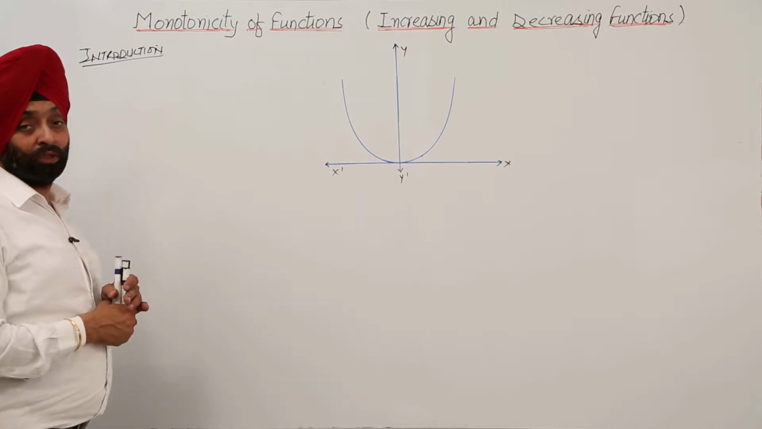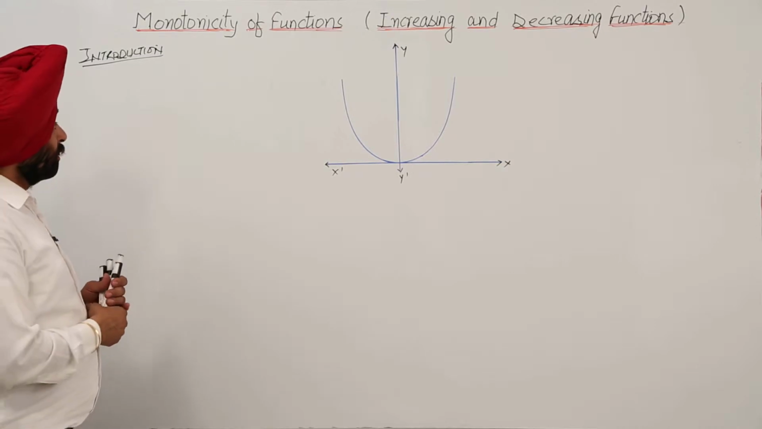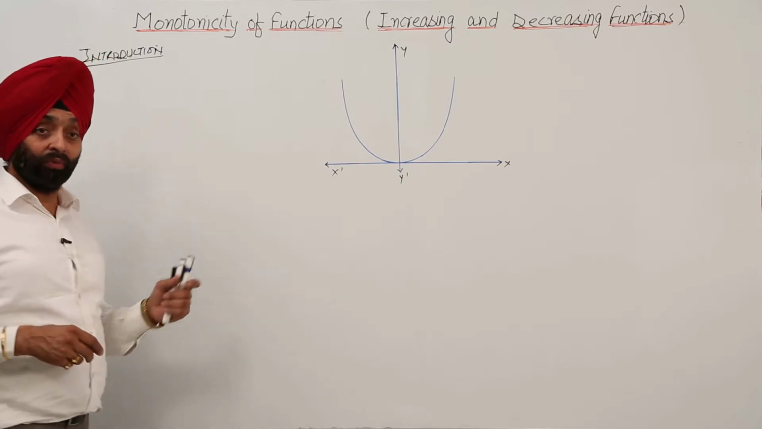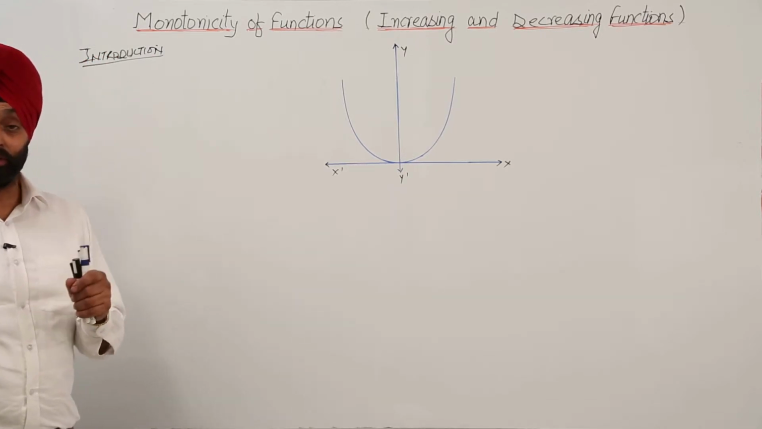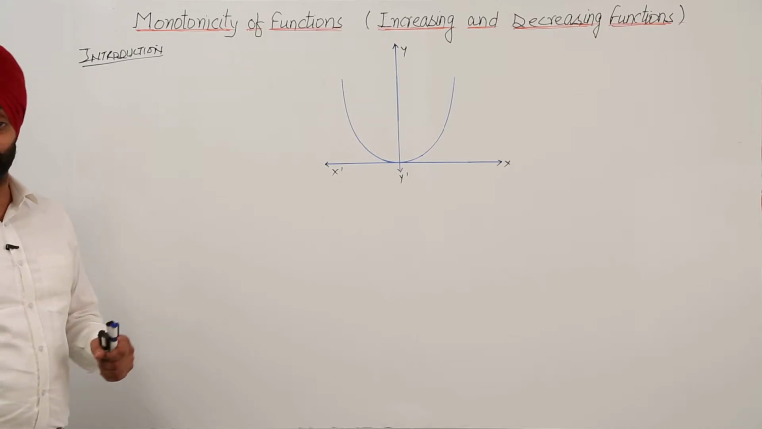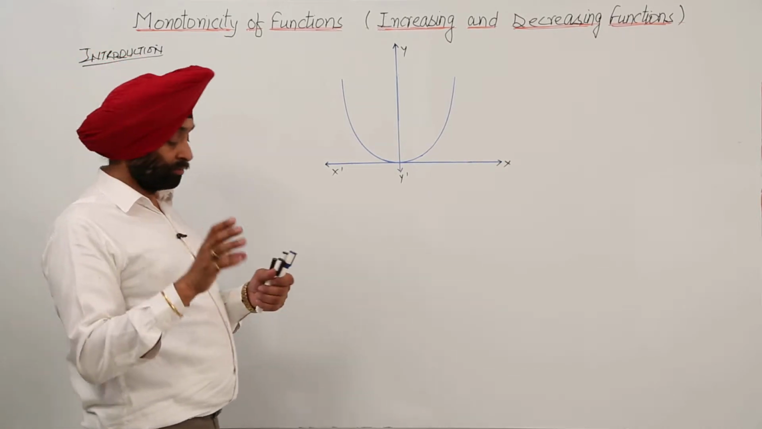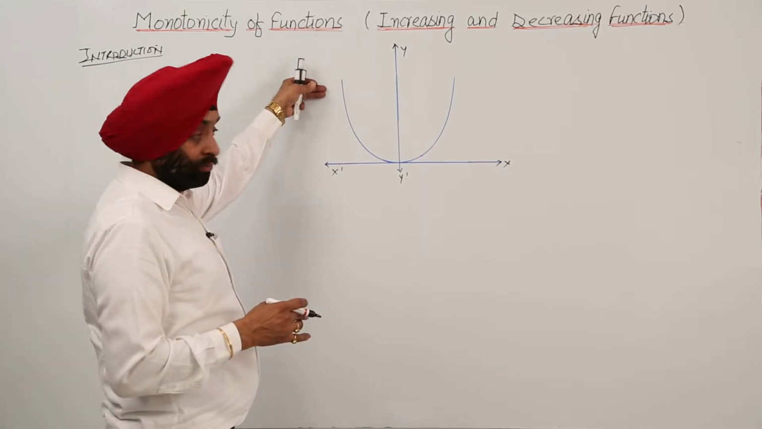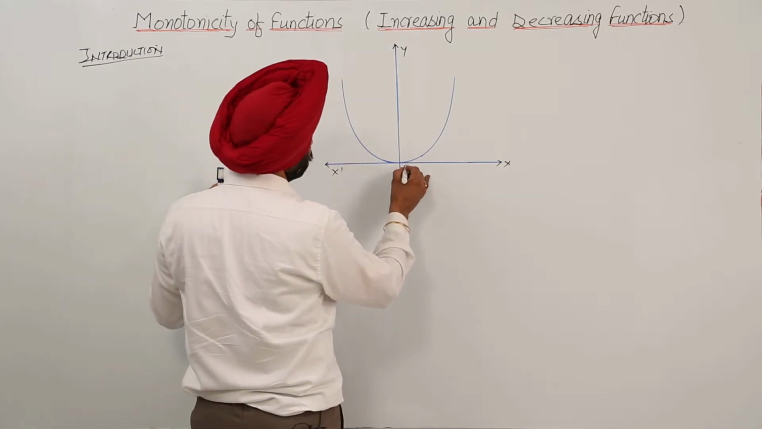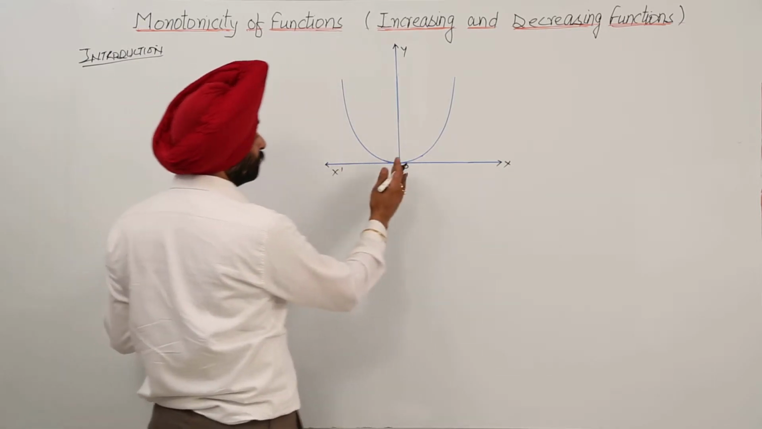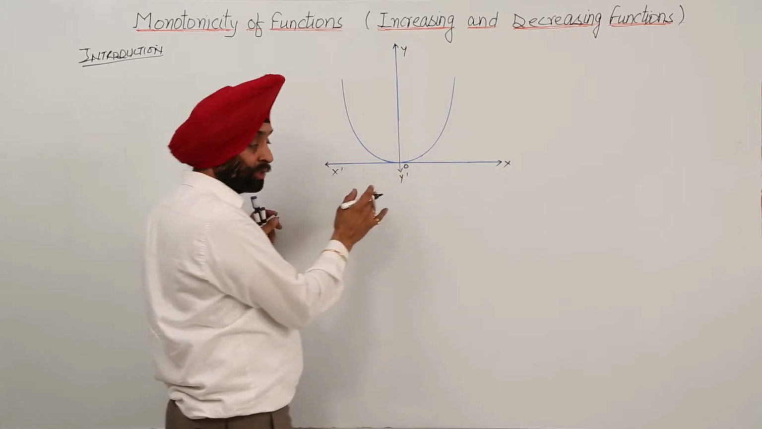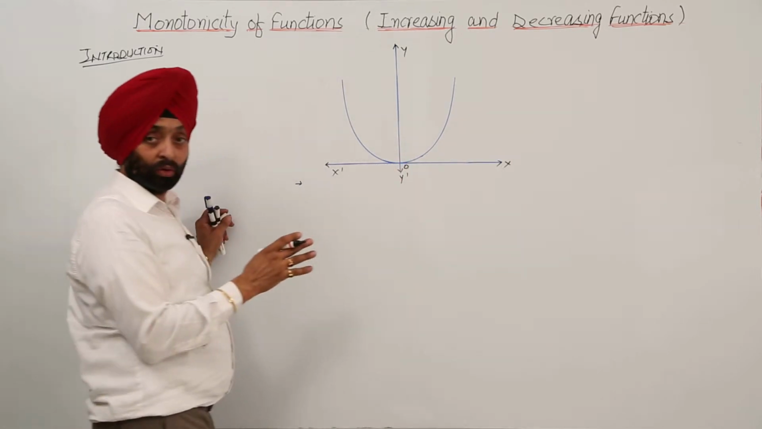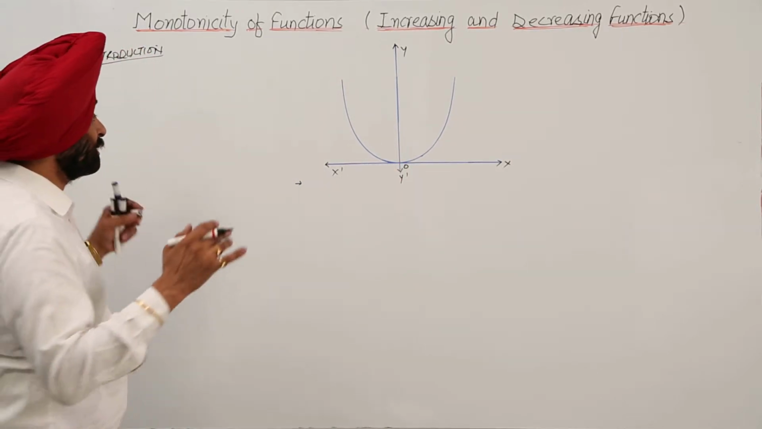A function f(x) is said to be monotonic, that is an increasing or decreasing function, if the values of f(x) increase or decrease with the increase or decrease in the value of x. For example, here we will be discussing from this side towards the origin, and from the origin towards this side. Let's check what results we get.